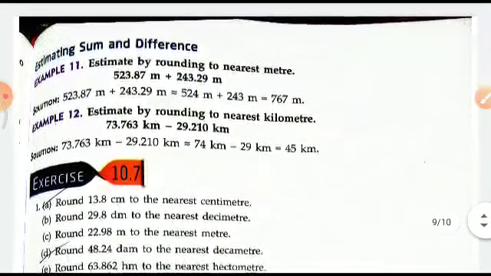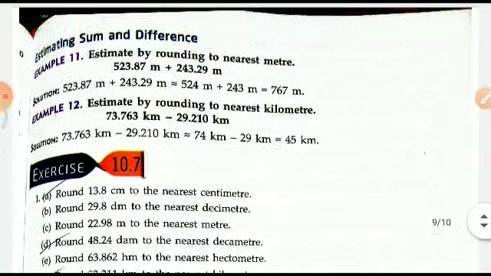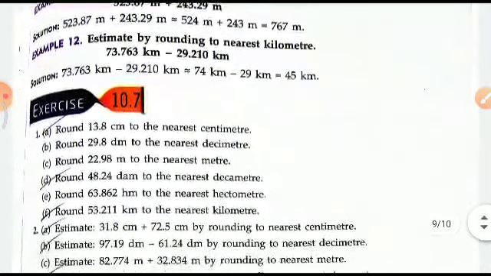Estimating the sum and difference, here you have to do two operations. Firstly you will add or subtract, and then you will be doing the estimation part, right?